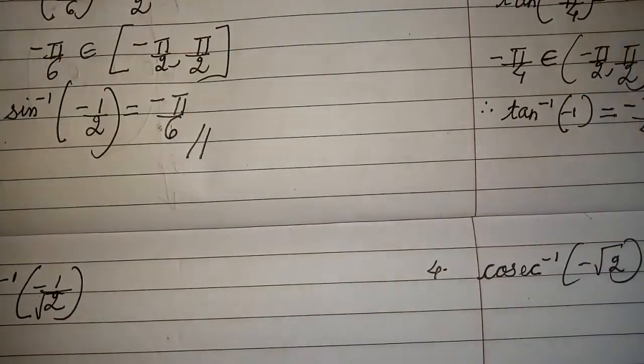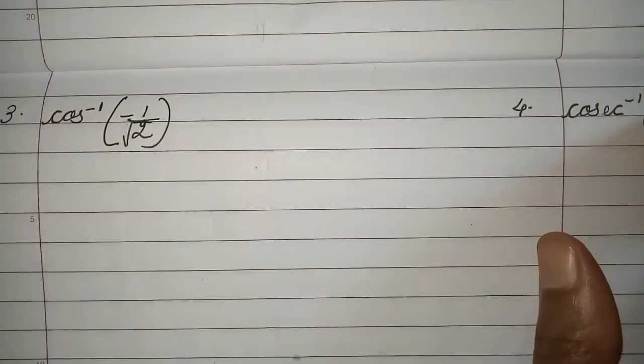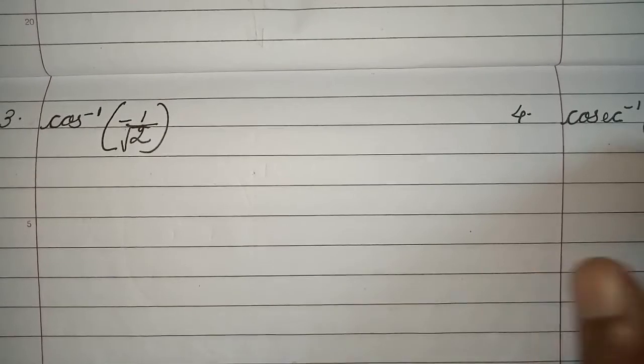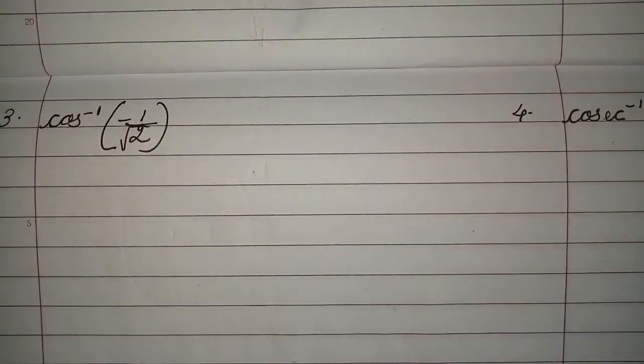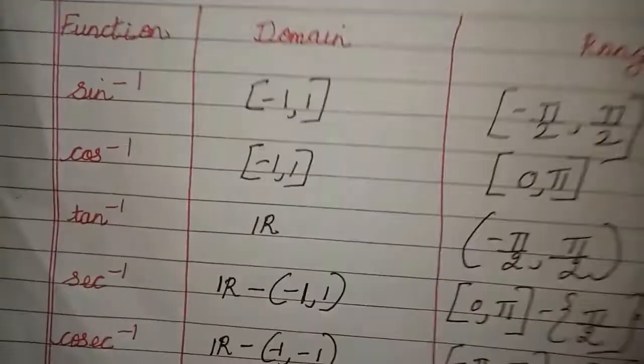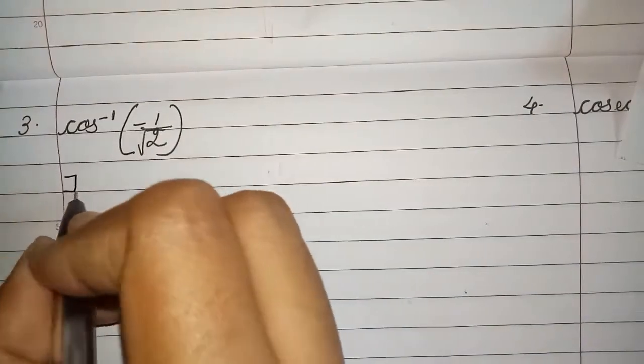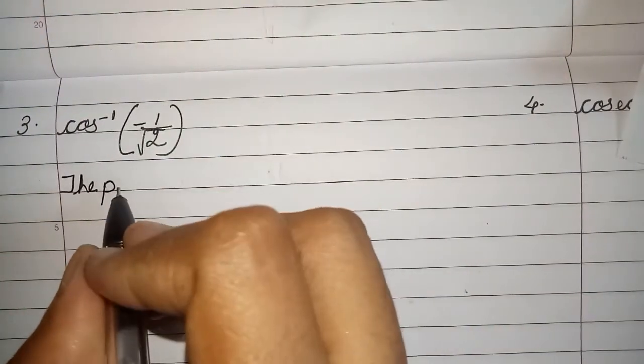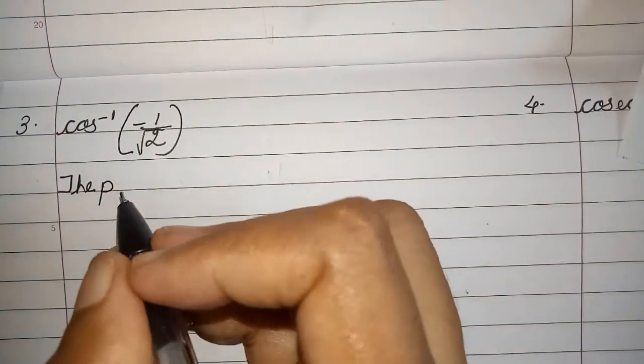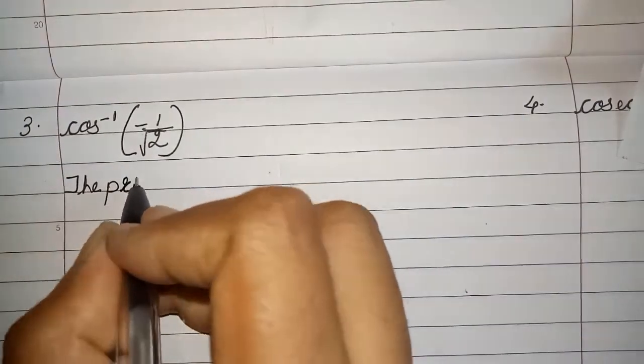Okay, now next problem, cos inverse of minus 1 by root 2. So let us check the range. It is the closed interval 0 to pi. Once it is by heart, it is just a matter of 1 second to tell it orally. Now it will take 1 minute for writing.